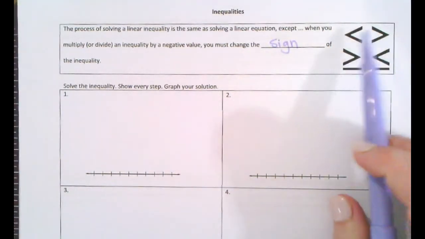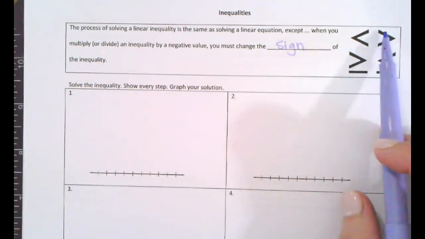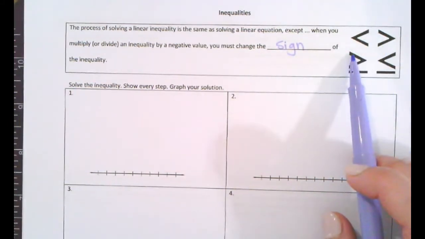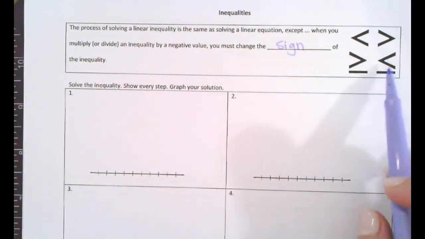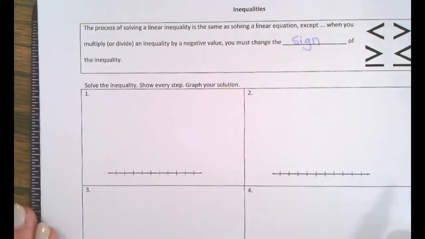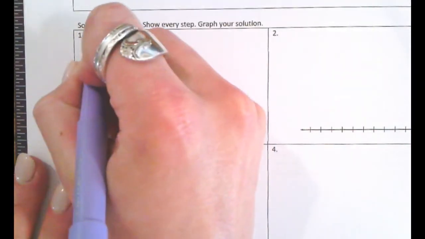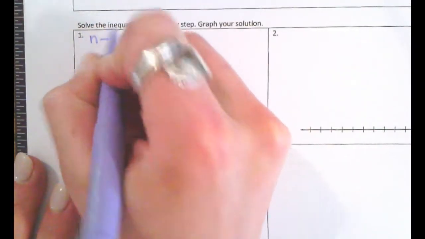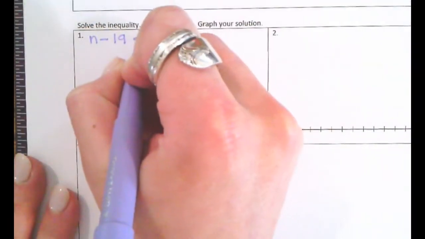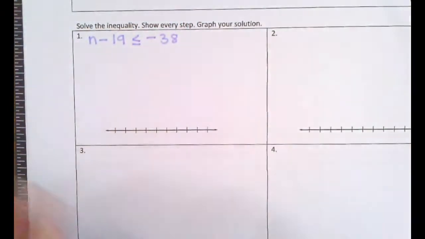All right, so these are our signs we're going to be using for the inequalities. We have less than, greater than, greater than or equal to, and less than or equal to. We're going to solve the inequality, show every step, and then graph our solutions. So our first problem is n minus 19 is less than or equal to negative 38.